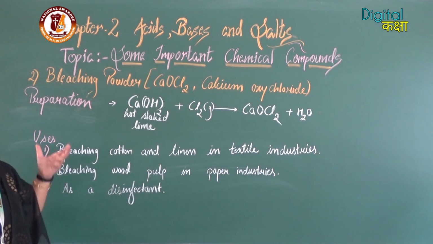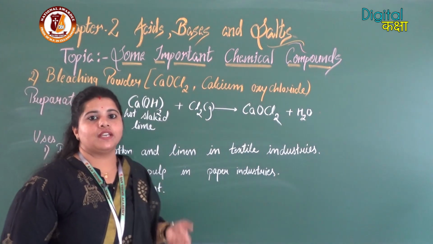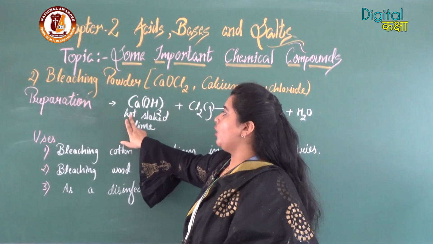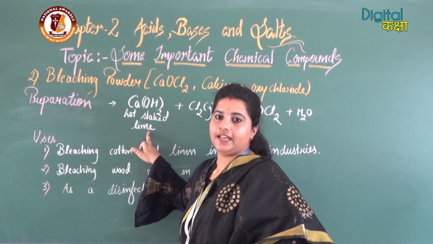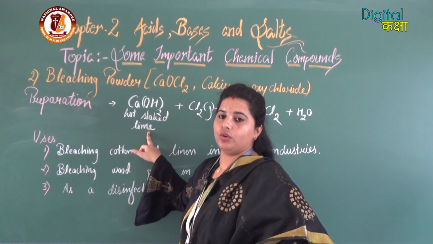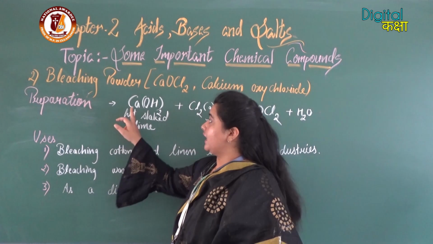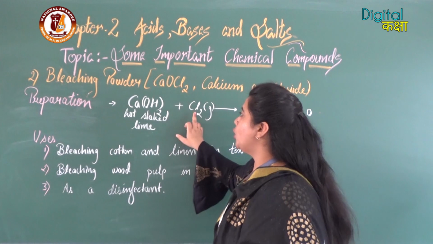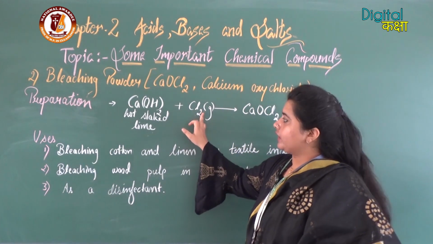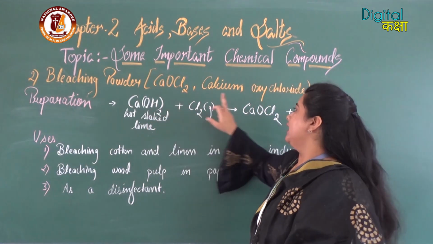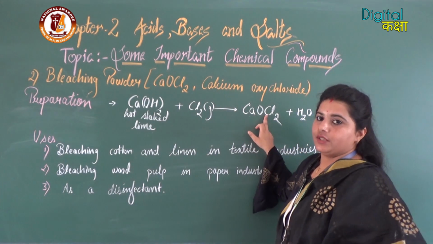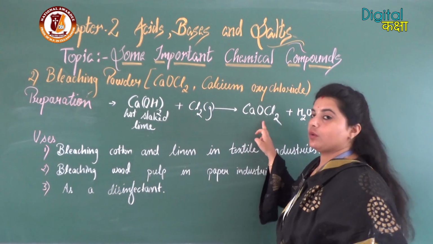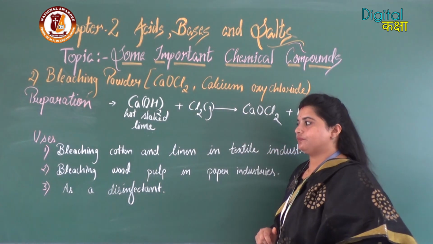Now how is it prepared? How can we prepare bleaching powder? For the preparation, we take hot slaked lime. What is slaked lime? When quicklime CaO is dissolved in water, we get calcium hydroxide, that is slaked lime. Now in this slaked lime, chlorine gas is passed. When chlorine gas is passed into it, it forms CaOCl2, that is bleaching powder, along with water. So we are getting the aqueous form of bleaching powder over here.